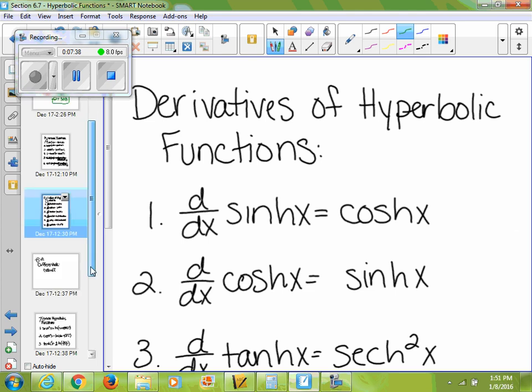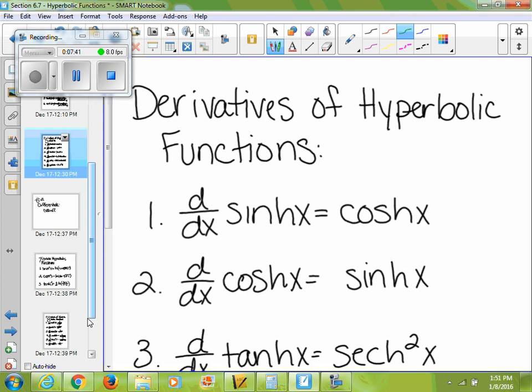Alright, and the third thing we're going to look at today is the derivative of hyperbolic functions. When deriving the hyperbolic sine function in terms of x, it will equal the hyperbolic cosine function. And when deriving the hyperbolic cosine function in terms of x, it will equal the hyperbolic sine function.